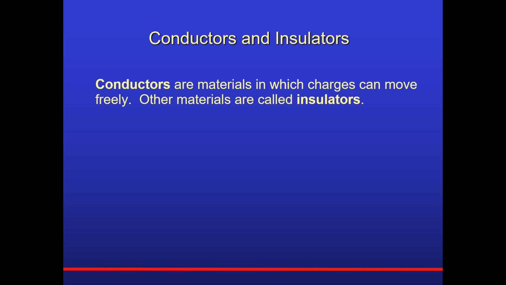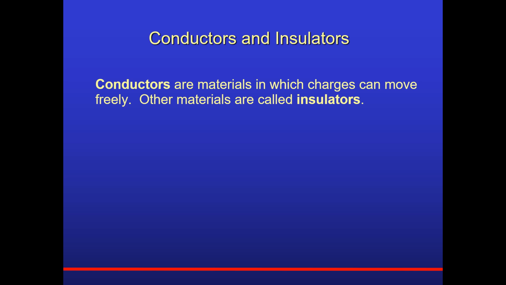Now for a little terminology. Conductors and insulators. Conductors are those materials in which charges can move freely. Now, when I say charges, I don't mean all the charges in the conductor. At least some charges can move freely. For instance, in a metal, it's only the electrons that can move freely.